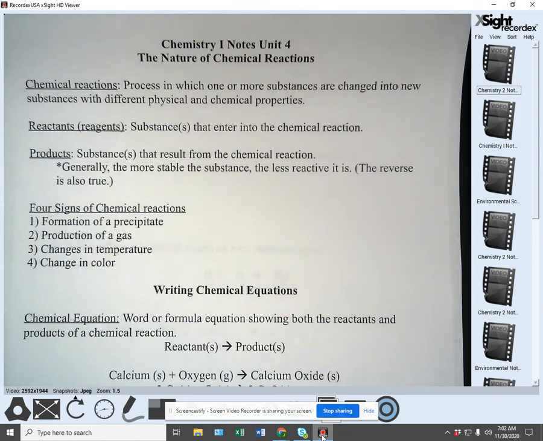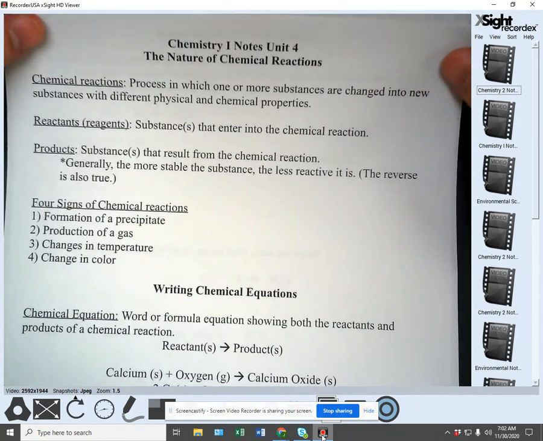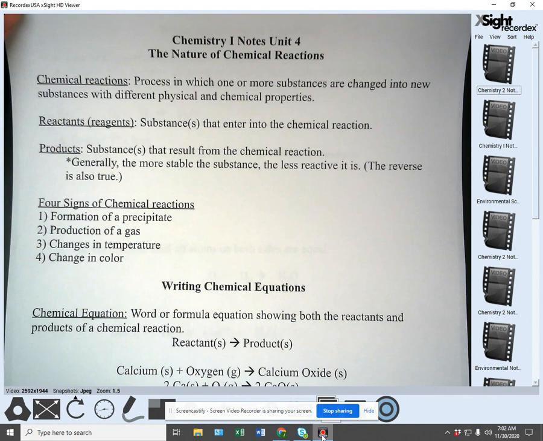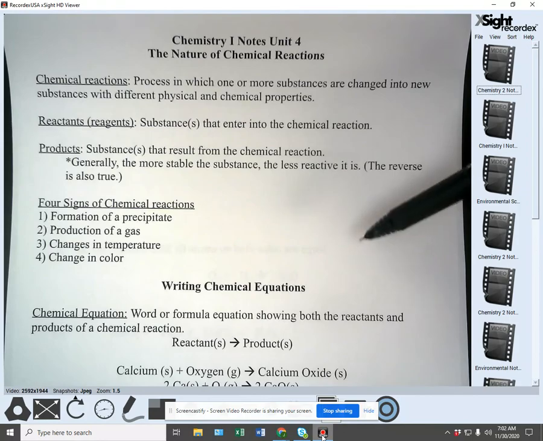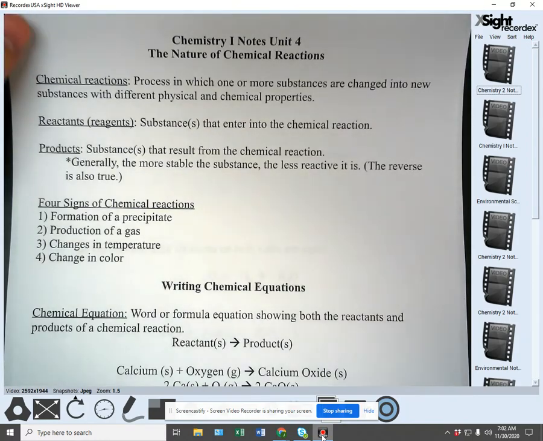So today we're going to be starting on writing and balancing equations. Your notes, the unit 4 nature of chemical reactions notes, will be posted. There's just some general information here that we're going to cover, and then we'll get into the balancing.